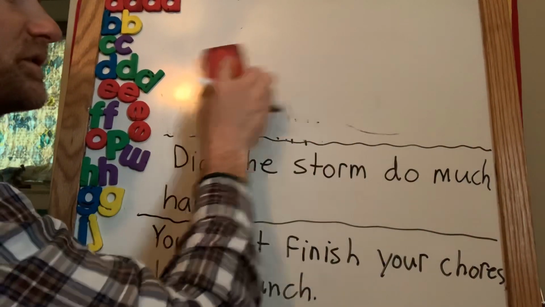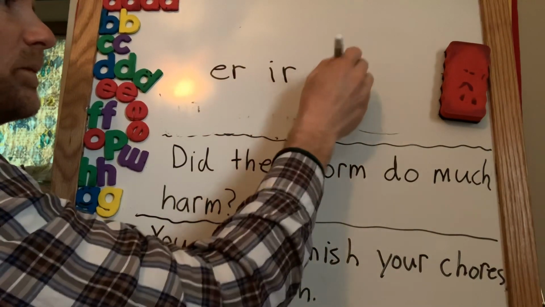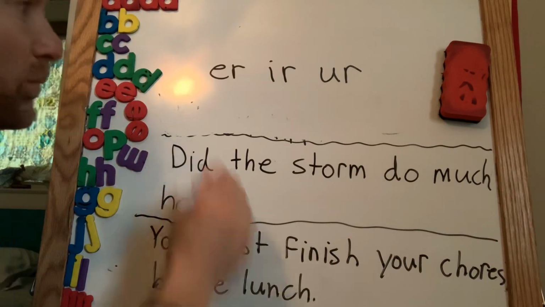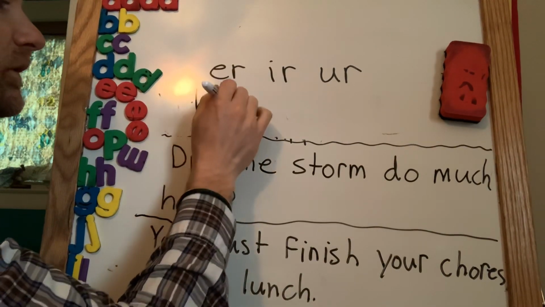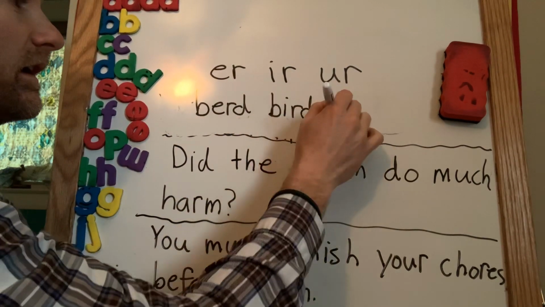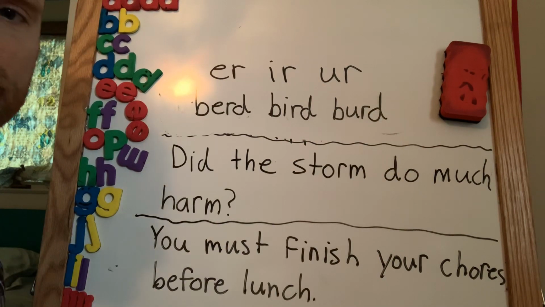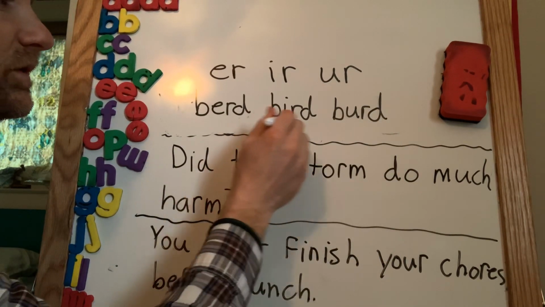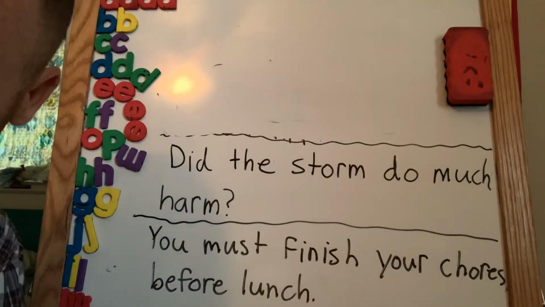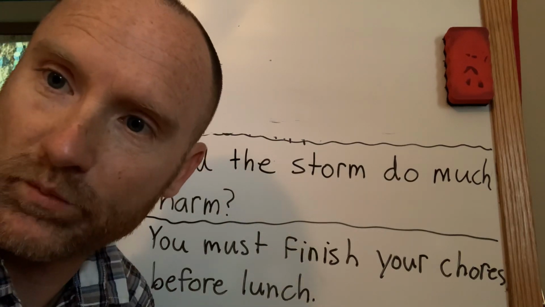Just do one more. So remember, we got ER, IR, and UR all make what sound? Okay? So if I was trying the word bird, I could try it with an ER, an IR, and a UR, because they all make that sound. Which one looks right? You've seen it before. You guessed it, okay? It's the one in the middle. Very good, okay?